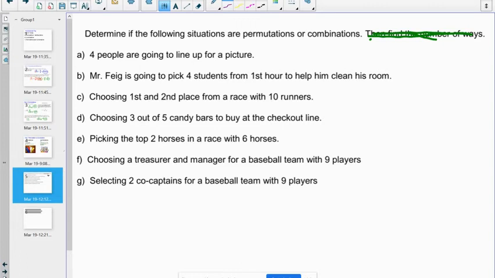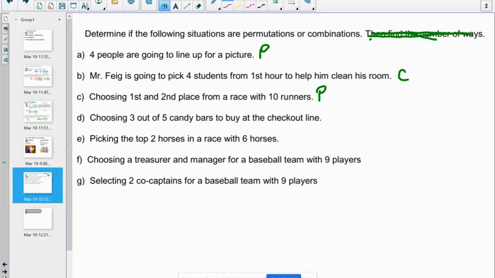Again, if they're lining up in a straight line, we know that order is going to matter. Since order matters, we know it's permutation. For B, we have to figure out if order matters for this one. Mr. Feig is picking 4 students from first hour to help him out. Does order matter? Let's see. It does not because they're all doing the same thing, so we know that's combination. And then for part C, choosing first and second place. Oh, different positions. So we already know that's a permutation because order matters.